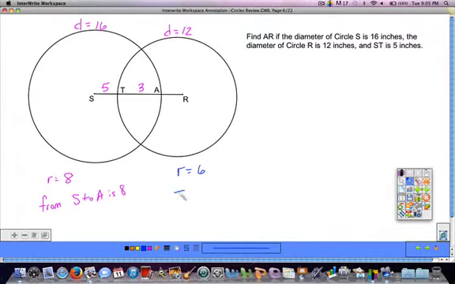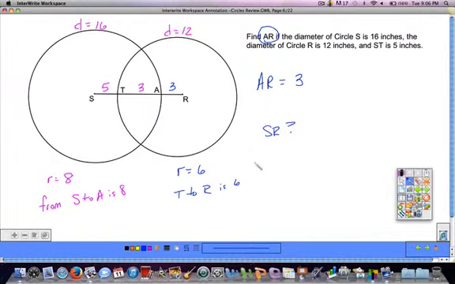So from T to R, it's 6. Okay? So from here to here is 6. Well, from here to here is 3. So that must also be 3, because 3 plus 3 is 6. Okay? But it wants me to find AR. See? AR? Go back and look. Well, AR is 3.